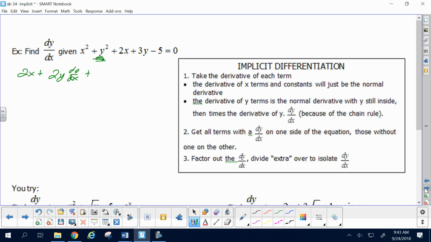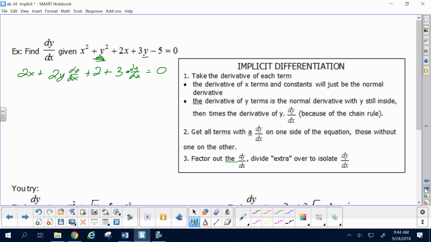Okay? What about the derivative of 2x? It's just a normal derivative. 2, plus the derivative of 3y. Now again, that's got a y in it, so chain rule. Derivative of 3y is 3 times derivative of the inside, so times dy/dx. What's the derivative of negative 5? 0. And the derivative of 0 is 0. So, after differentiating, you get a big mixture of x and y and dy/dx terms. Now our goal is to find dy/dx. So we want to now do algebra to isolate dy/dx.